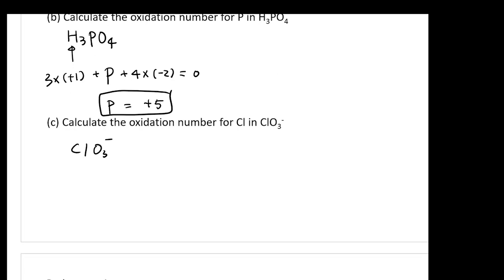ClO3 minus. Is this a neutral or charged species? Charged, right? So what's this charge? -1, right? So you want to calculate the oxidation number of your chlorine. Then you have 3 oxygens, each of which contributes a -2 oxidation number, right? And this whole thing needs to equal -1. Therefore, your chlorine is going to have an oxidation number of +5.